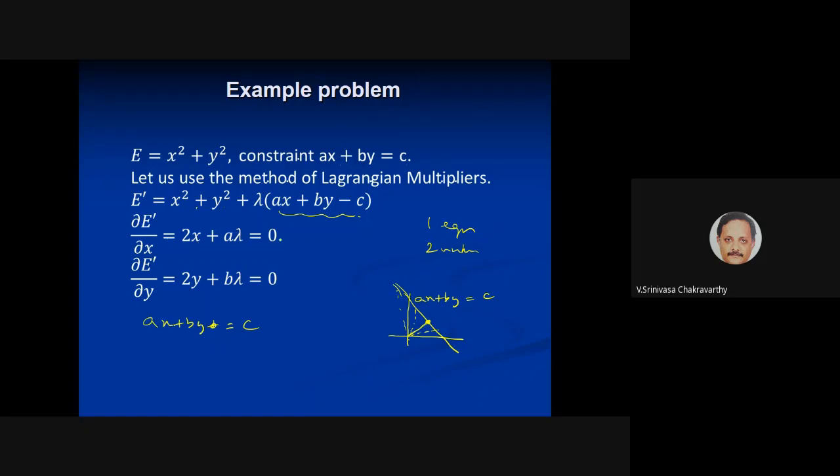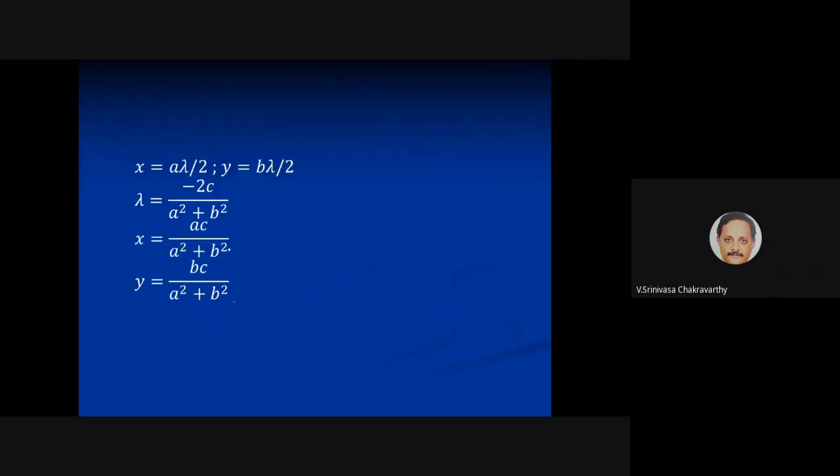You get 2x plus a lambda is equal to 0, and 2y plus b lambda is equal to 0. So you can solve for x equal to minus a lambda by 2 and y equal to minus b lambda by 2. And then if you substitute this in the constraint, you can solve for lambda. So there should be a minus sign here, minus a lambda by 2. Then if you substitute it in the third equation, you get lambda. Then plug this back into x and y, you get this. So it's a very simple problem, right? You have done this in your high school.